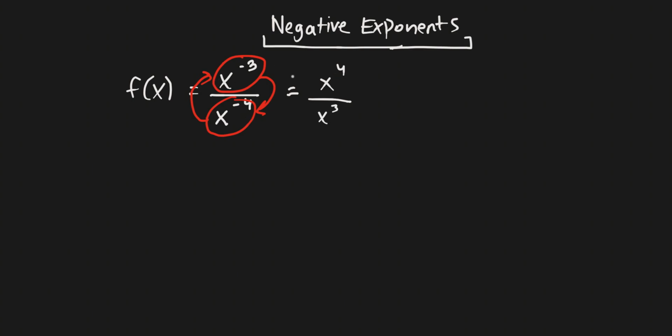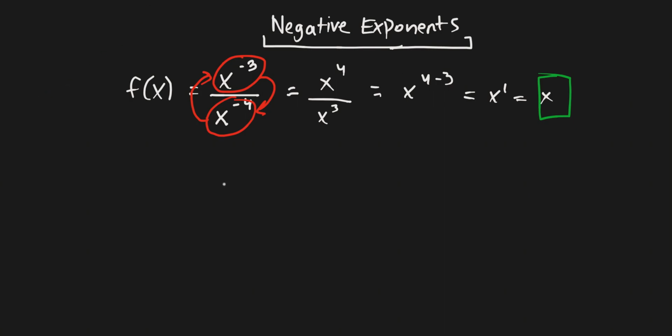So this is an equivalent way to express it, and this is actually a better looking way, in my opinion. So this would be equal to x to the 4 minus 3, which is equal to x to the first power, which is just x. So that is what you would express it as.